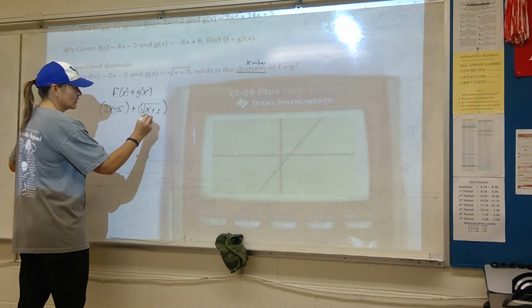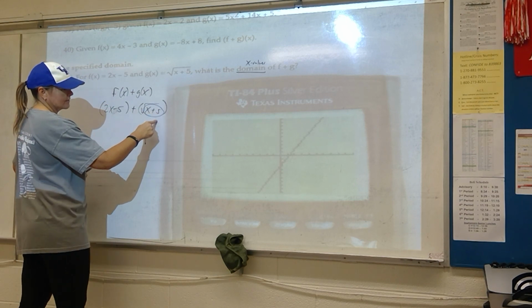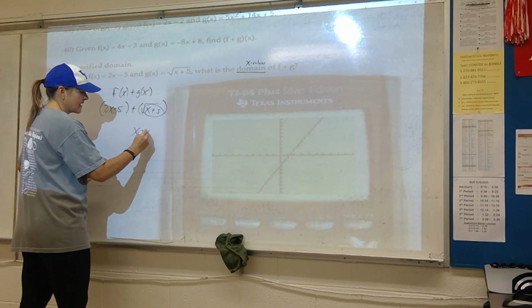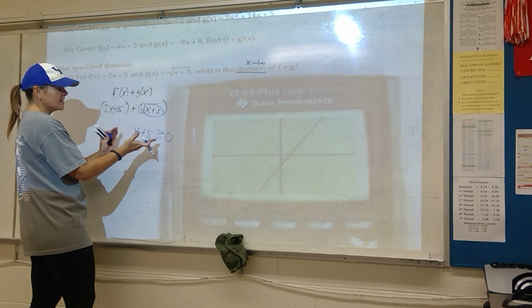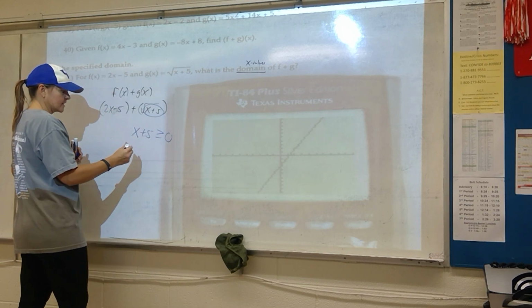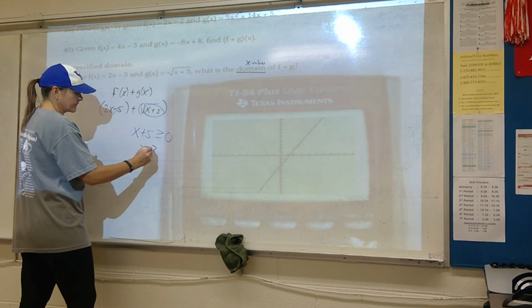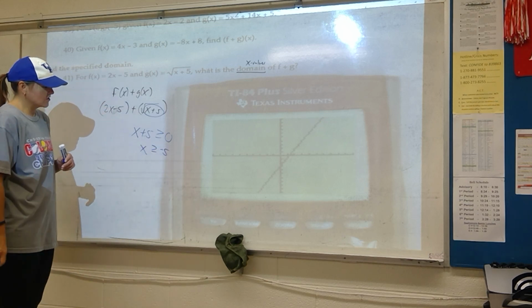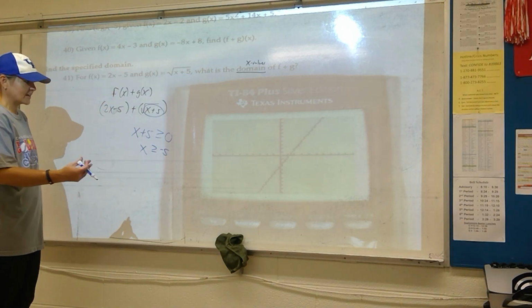So right here, x plus 5 can't be negative. So x plus 5 has to be greater than or equal to 0, because if it's 0 or greater, it's positive, it's not negative. So if you subtract 5, that tells you that x needs to be greater than or equal to -5.